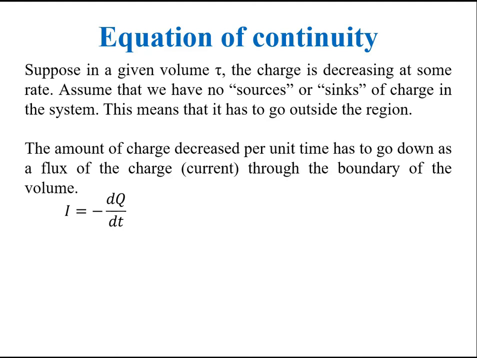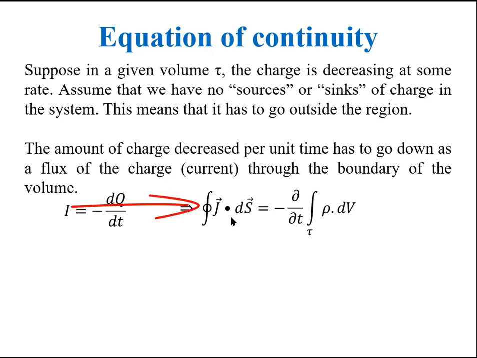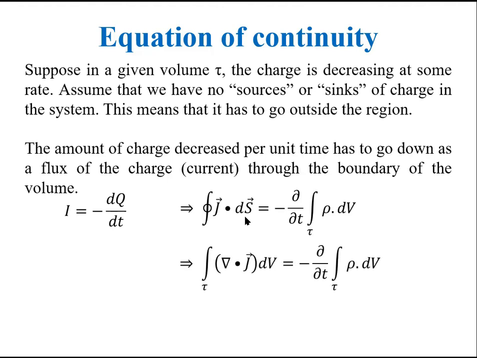So, the given equation can be written as this. Here, the current I is written as the closed surface integral of current density, and the charge is defined by the volume integral of volumetric charge density. Now, the volume integral and surface integral are two different types of integrals, and the surface integral can be converted into volume integral using Gauss's theorem.